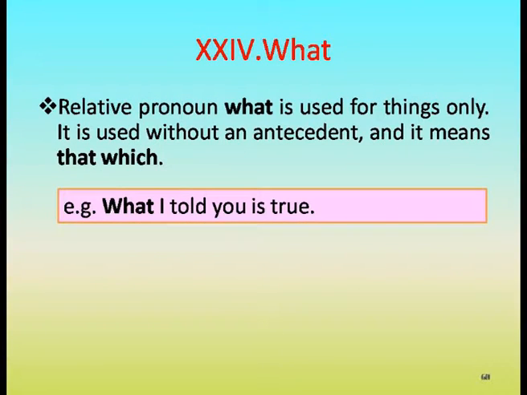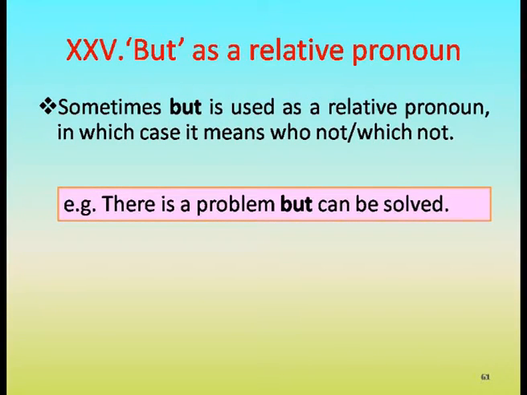What. Relative pronoun what is used for things only. It is used without an antecedent and it means that which. What I told you is true. But as a relative pronoun. Sometimes but is used as a relative pronoun, in which case it means who not, which not. There is no problem but can be solved.